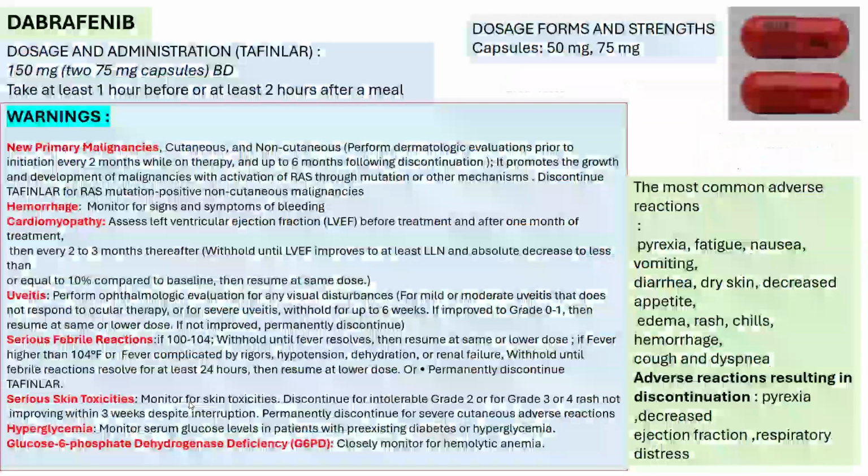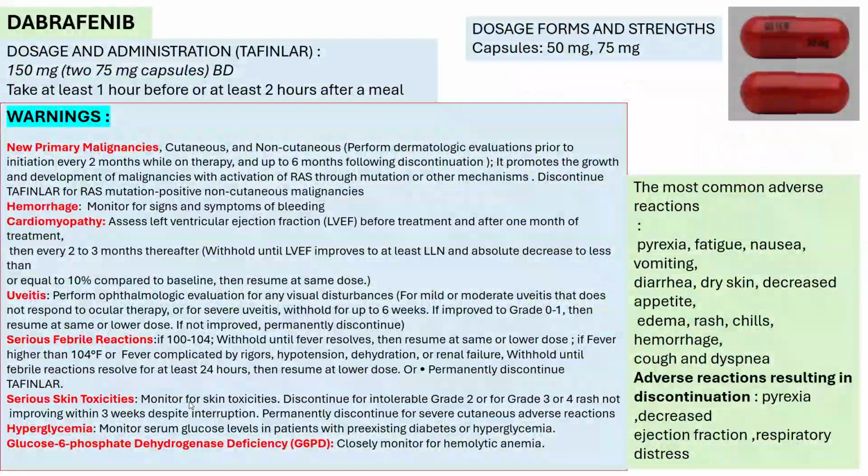Then is the BRAF inhibitor. So the one point I would like to tell is we use dabrafenib not alone. We use it with a MEK inhibitor. Whenever we are giving a BRAF inhibitor, we should combine it with a MEK inhibitor. That is to increase the efficacy. Second, to reduce the side effects, skin side effects. So these are the two main reasons that we combine dabrafenib and trametinib or encorafenib and binimetinib.